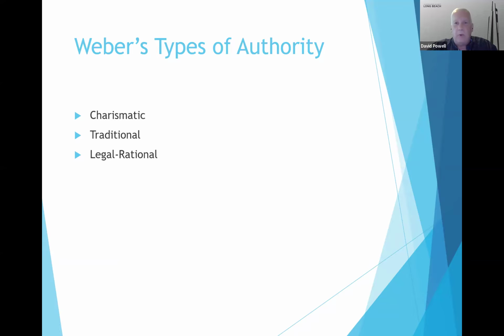The first type of authority is charismatic authority. In charismatic authority, you oftentimes have leadership coming from the charisma, the characteristics of the leader. So in a charismatic basis for authority, the basis for authority oftentimes resides within the individual leader as opposed to residing within the organization or the position.